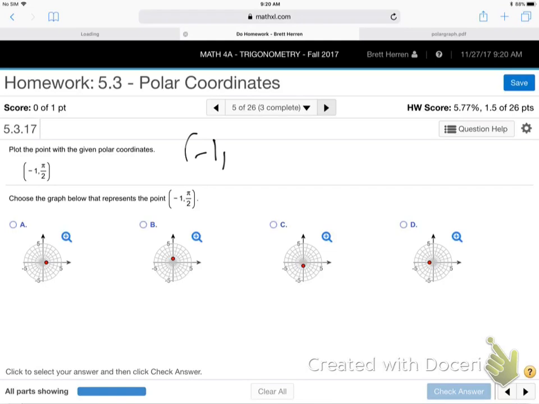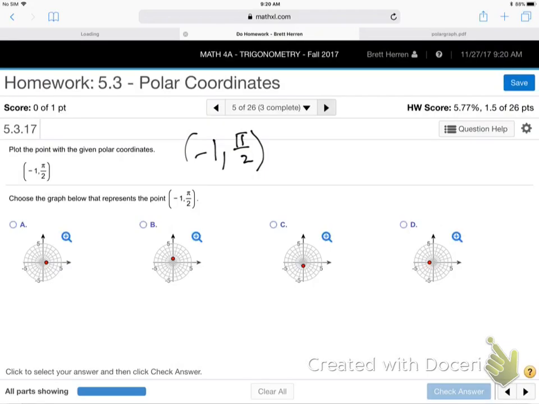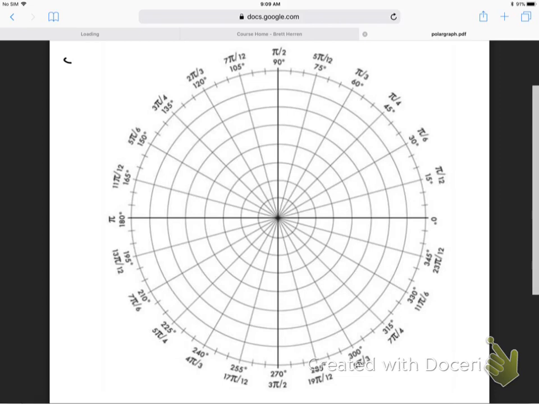Okay, so negative 1 pi over 2. So here, let me put a fresh polar graph here. Okay, so this is number 5, negative 1 pi over 2. Okay, so try that one, number 5 there. Negative 1 pi over 2. Try that one. Take a second, see if you can find that location.